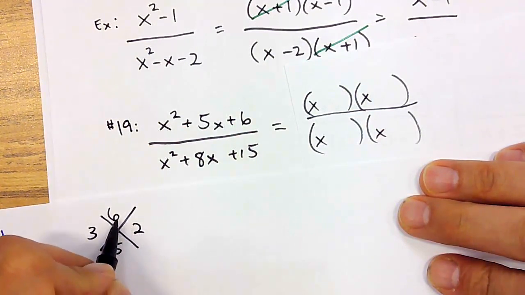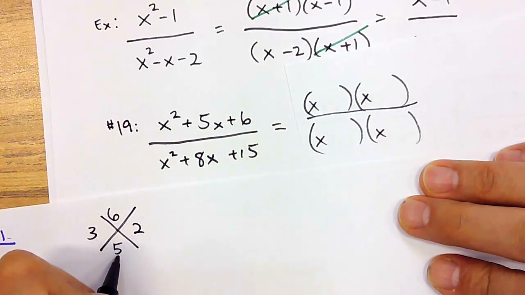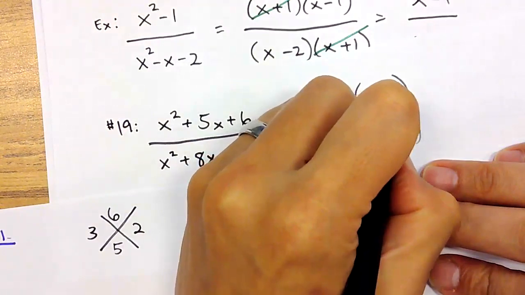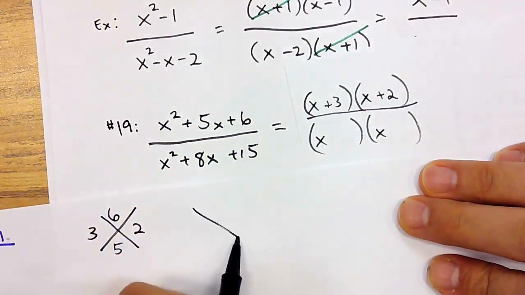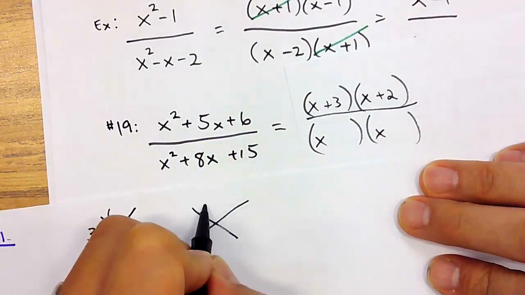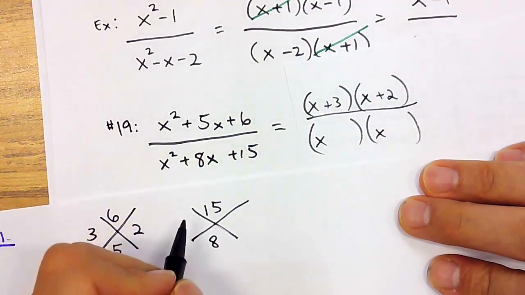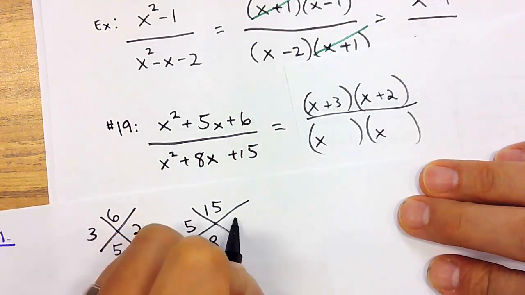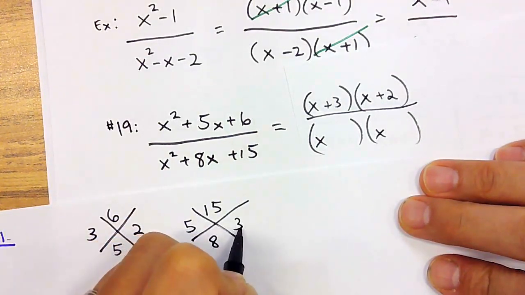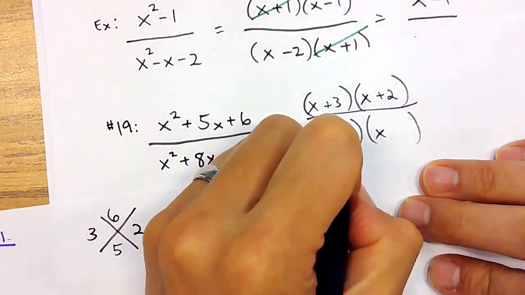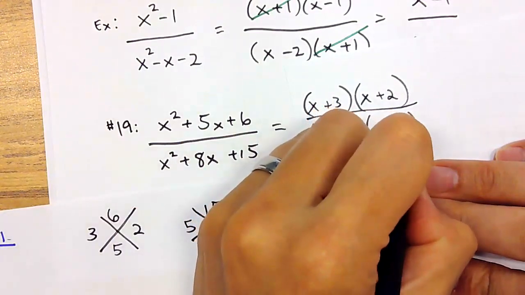3 times 2 is +6. 3 plus 2 is 5. So I have a +3 and +2. And I'm going to do the same thing with my denominator. I need a product of 15 and a sum of 8. So I have 5 and 3. 5 times 3 is 15. 5 plus 3 is 8. Okay? So I have a +5 and a +3.